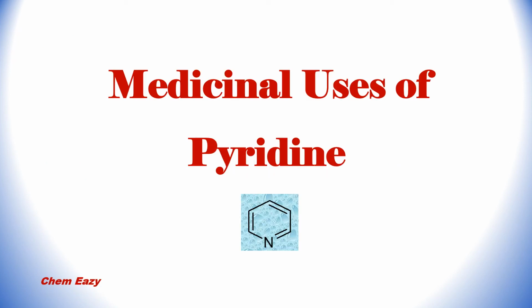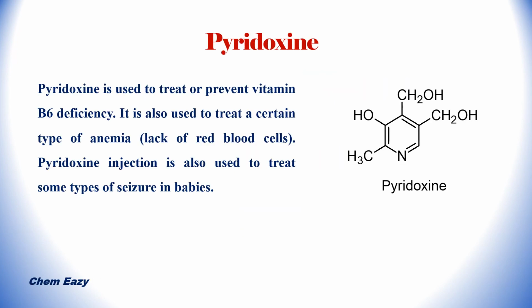There are many medicinal compounds which consist of pyridine in their structure. Let us see some examples along with their uses. This is the structure of pyridoxine, which consists of a pyridine ring here. Pyridoxine is used to treat or prevent vitamin B6 deficiency. It is also used to treat certain types of anemia, and pyridoxine injection is also used to treat some types of seizure in babies.